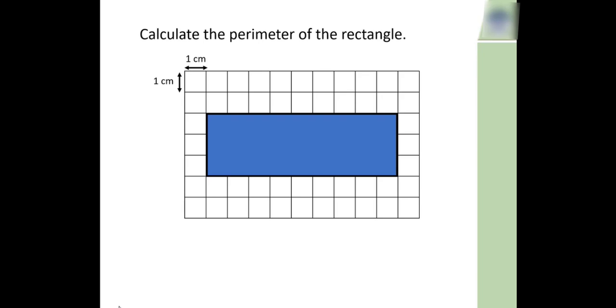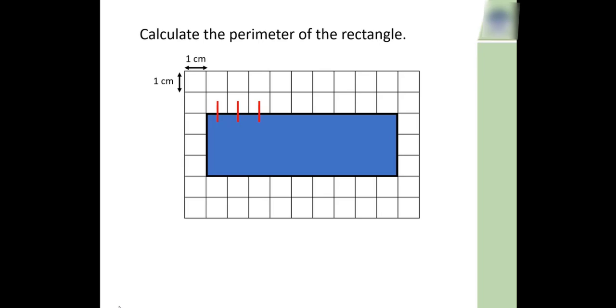Perimeter. Oh, I remember. Perimeter is the distance around the edge of a closed 2D shape. But how will the grid help us? Well, we can count the number of squares around the edge of the shape in order to find the perimeter. And because each square is 1 centimetre, we will be counting in centimetres. Let's have a look.